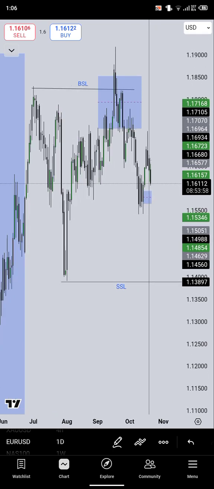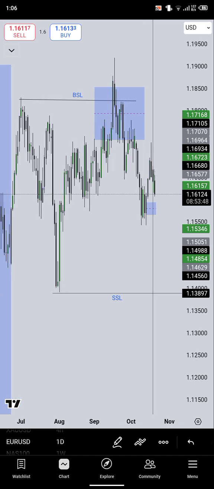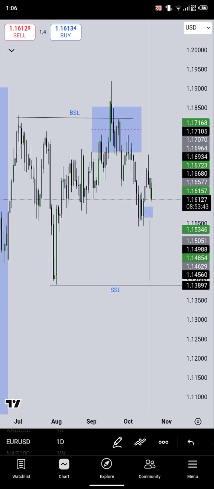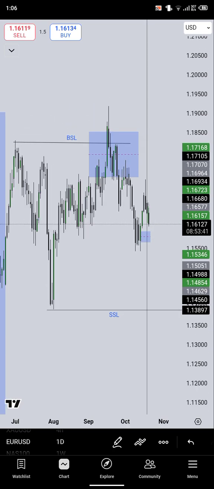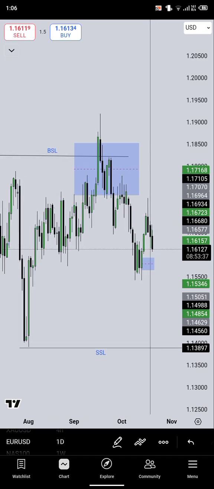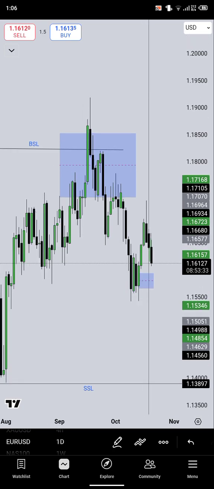Price moves from internal range liquidity to external range, and external range to internal range liquidity. So it's possible that price will keep drawing downwards till it takes out sell side liquidity. But most importantly, seeing this, that buy side liquidity was taken out, and then we had the turtle soup here.